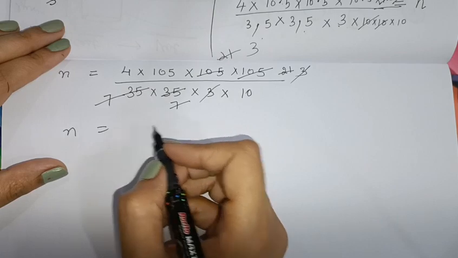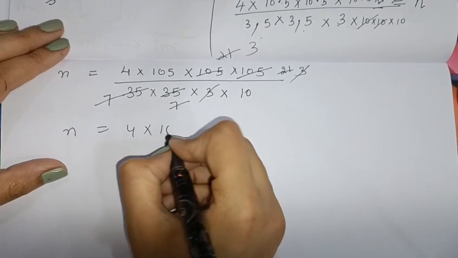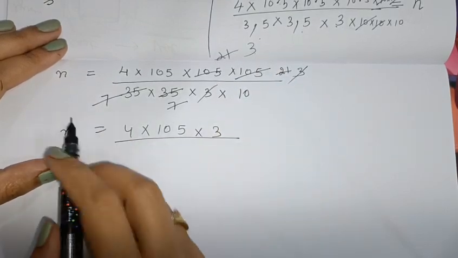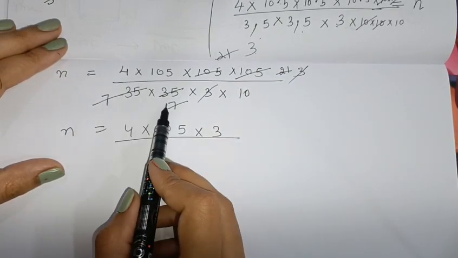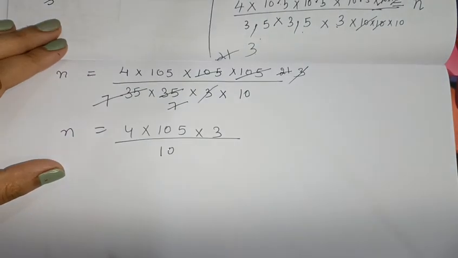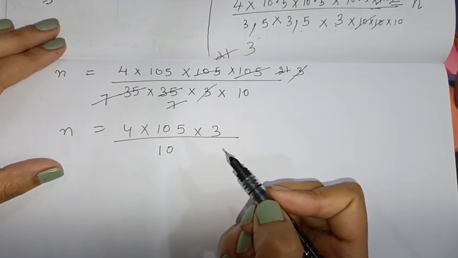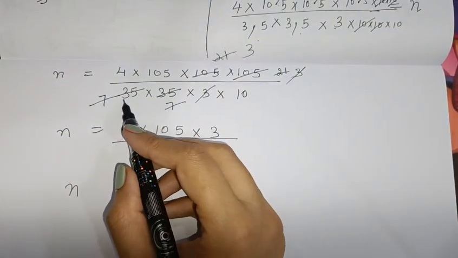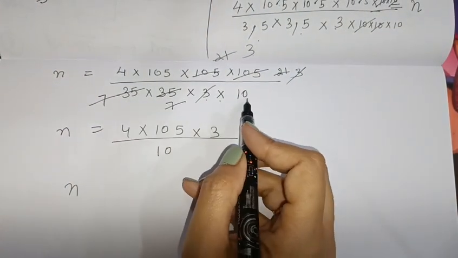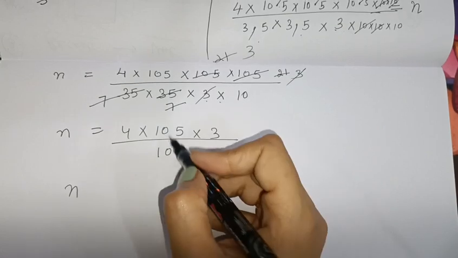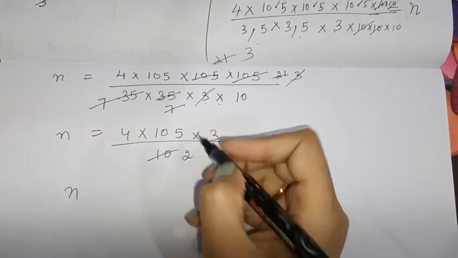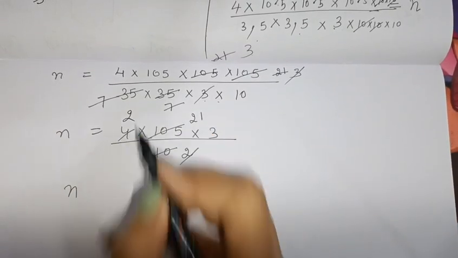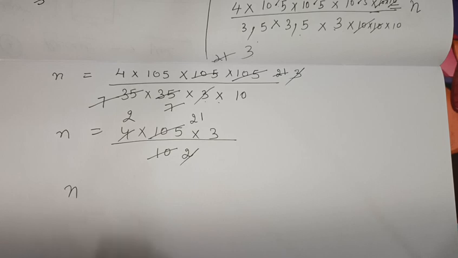So what is left behind? 4 into 10, 5 into 3. This 3 is there, and here we have only what do we have? Only this 10. This also we can do cancellation. So 3 into 10. Okay. 5 into 2. 5 into 21. 2 into 2. So now everything is cancelled.